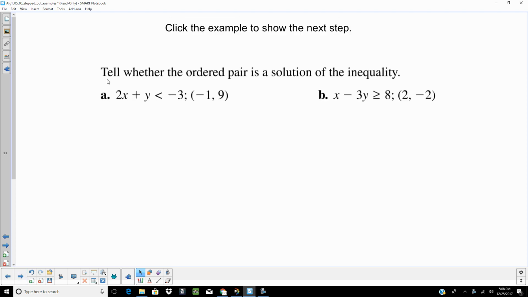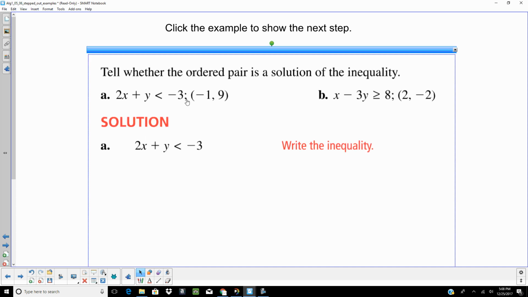So, first thing we're going to start off with is to tell whether or not an ordered pair is a solution of the inequality. Remember, an inequality is almost like an equation, but we don't have an equal sign. We either have a less than or a greater than. We could also have a greater than or equal to like we have right here. Here we only have a less than. If there was a line underneath it, it would be a less than or equal to.